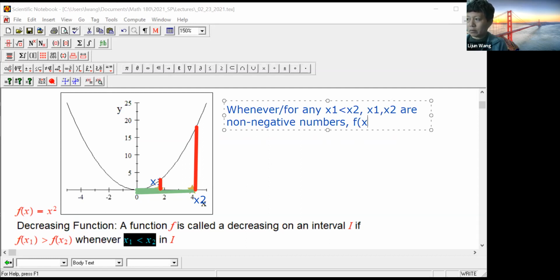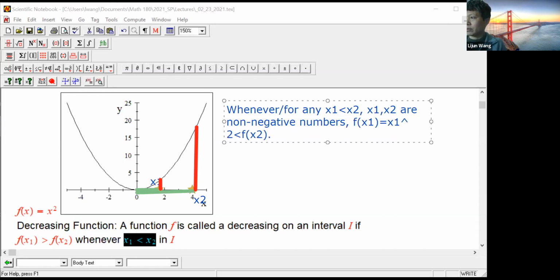f of x1 is smaller than f of x2. That's a true statement. Or you can add x1 squared, right? I'm going to write it better because this software doesn't allow me to type properly. I'll write properly, okay?